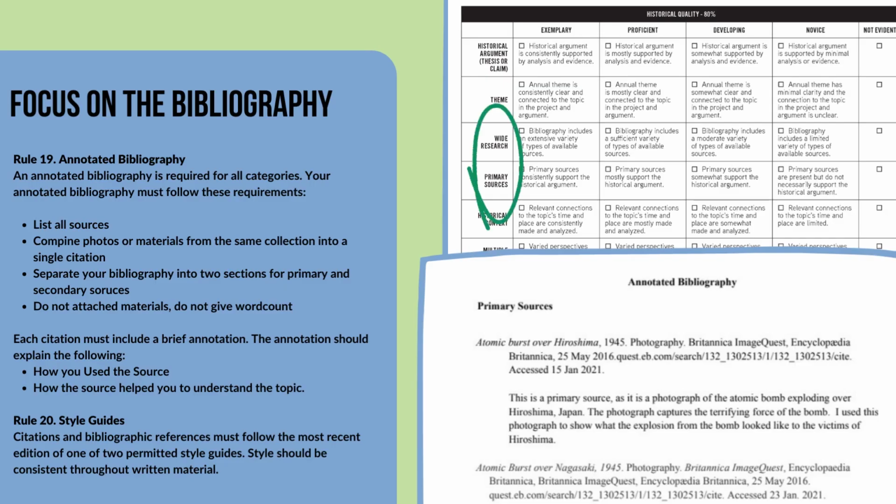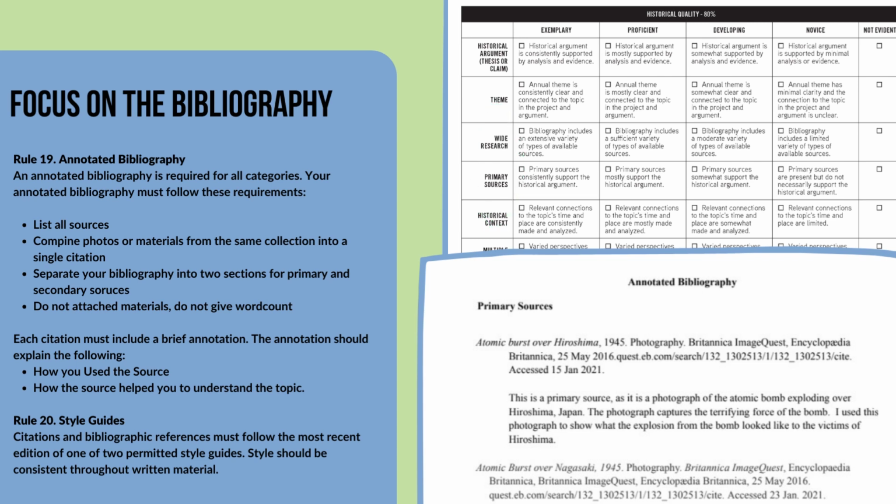Both the wide research and primary source rubric categories examine the project's bibliography. The National History Day rulebook specifies that an annotated bibliography is required for all categories. It also lists a series of requirements for the bibliography and the annotation. The annotation is a 2 to 3 word explanation of how the student used each source in their project and how it helped them to understand the topic. The annotation helps the student by allowing them to reflect on the way the sources shape their project.